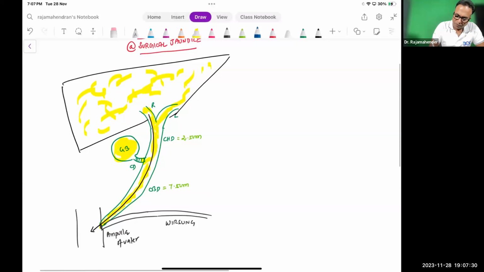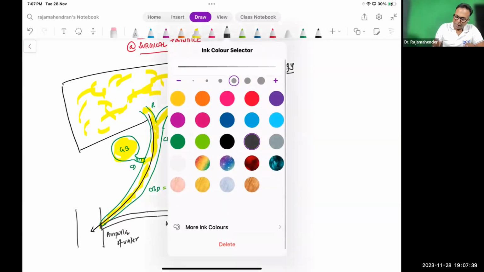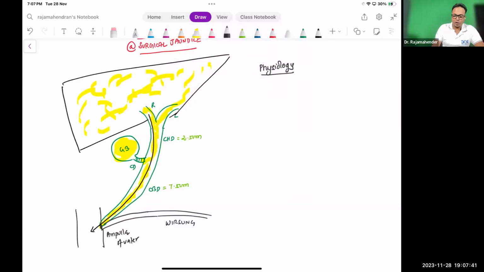And now some physiology related to obstructive jaundice. I told you very clearly, it is the bile pigments and bile salts that come into the duodenum. In obstruction, bile salts are not able to come into the duodenum. They are not entering into the bowel.